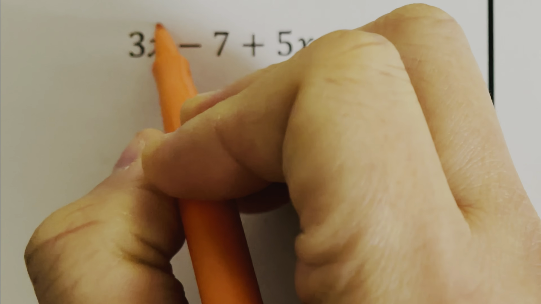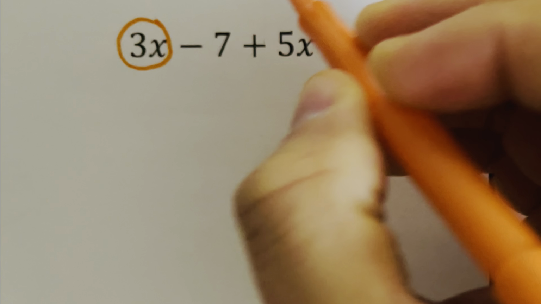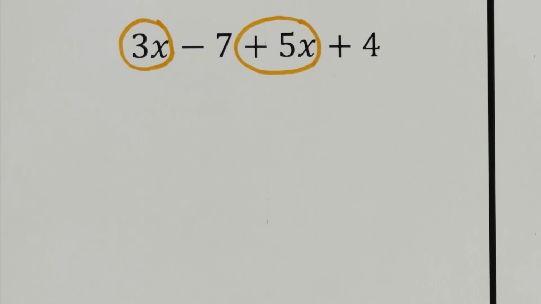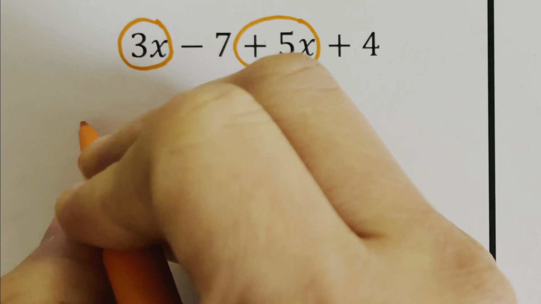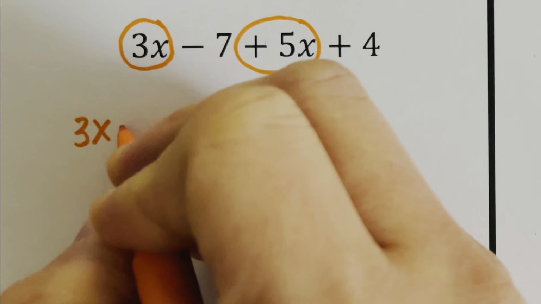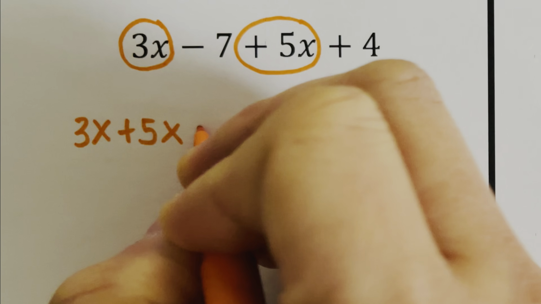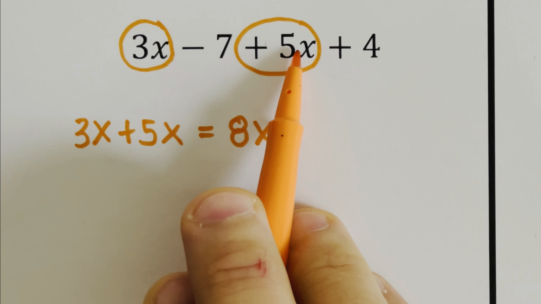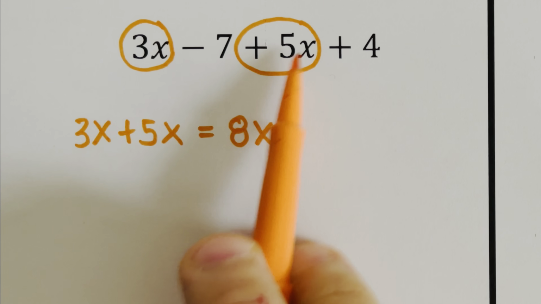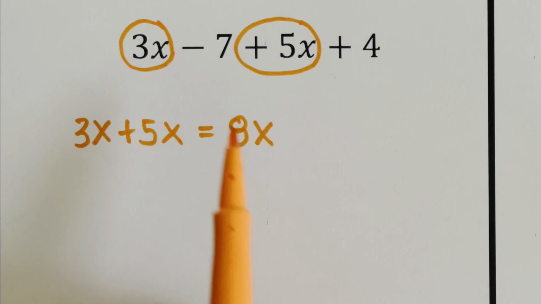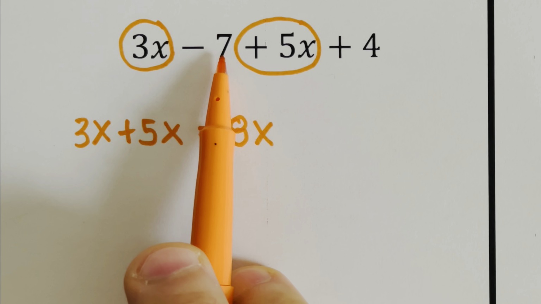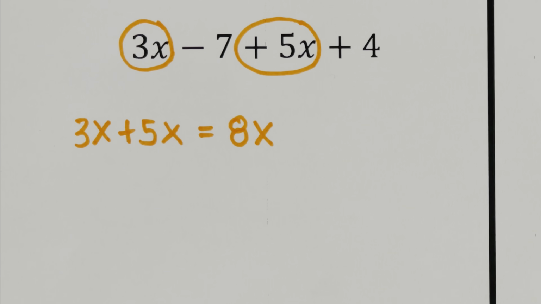So I can go ahead and circle the 3x plus 5x. I put them together, so I can write it down here. That's 3x plus 5x is equal to 8x. I combine them since they are like terms because they both have x's on them. Now others are going to say, can I combine negative 7 with these two here? We can't because the 7 doesn't have an x on it.